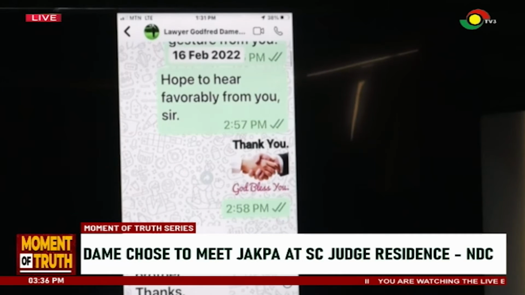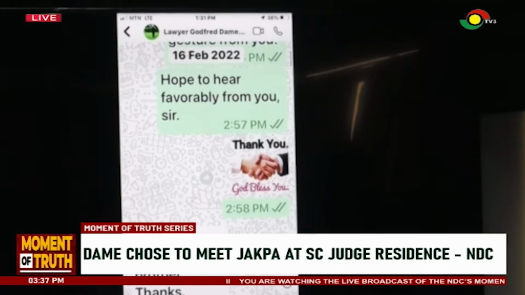The chat shows it was Godfrey Dame who chose to meet Richard Jakpa at the house of the Supreme Court judge. As you can see from this screen, this is a WhatsApp chat dated 16 February 2022, in which Godfrey Dame undertakes to arrange a meeting with Mr. Jakpa through his brother, actually his cousin, the Supreme Court judge, through a WhatsApp message sent at 7:32 p.m. This evidence totally belies Dame's contrived and ridiculous claim that he was entrapped. So he was not entrapped. He planned to use the Supreme Court judge to call the witness for whatever they wanted to set up.